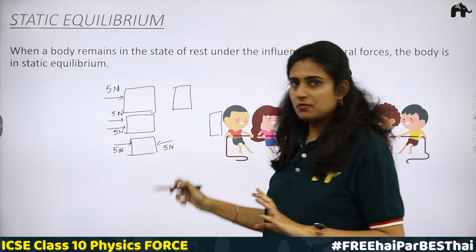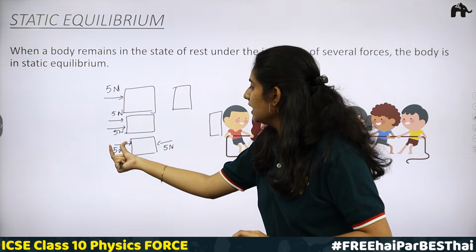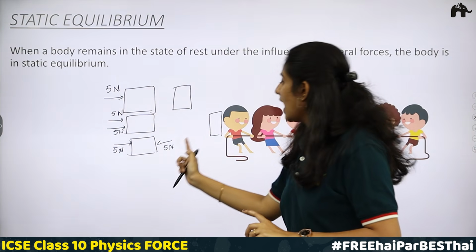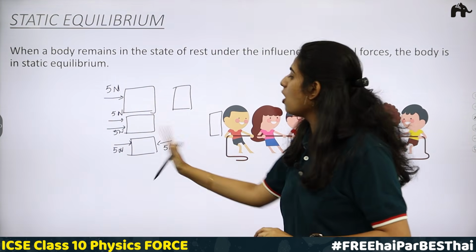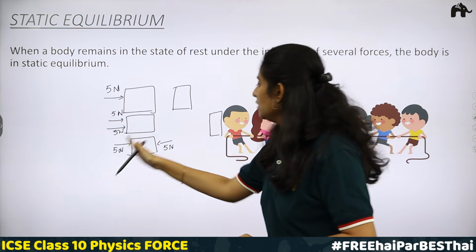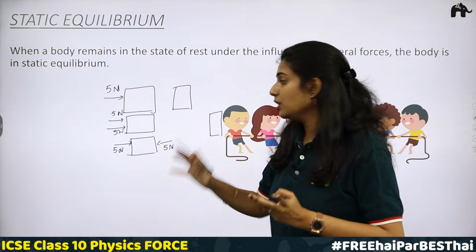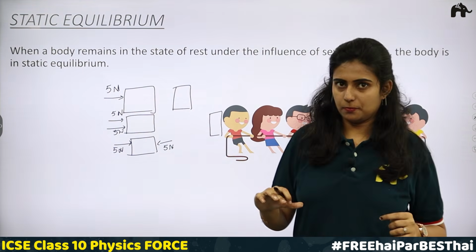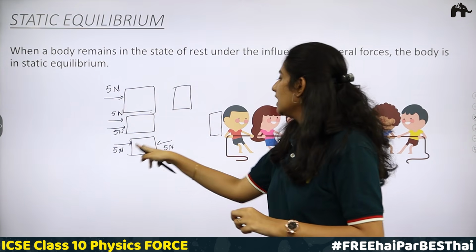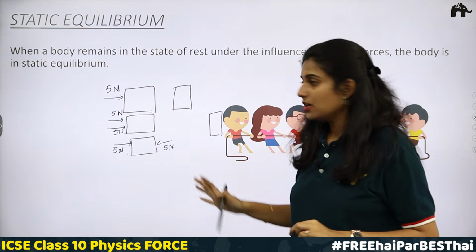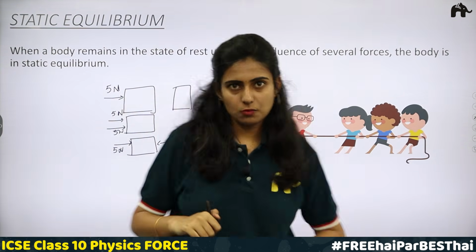When you take the sum, one force is applied in this direction and the second force is applied in the opposite direction, which means 5 Newton and 5 Newton get cancelled. 5 Newton plus minus 5 Newton. Direction is important. In that case, you will be getting 0. The body, that is the table, does not move.